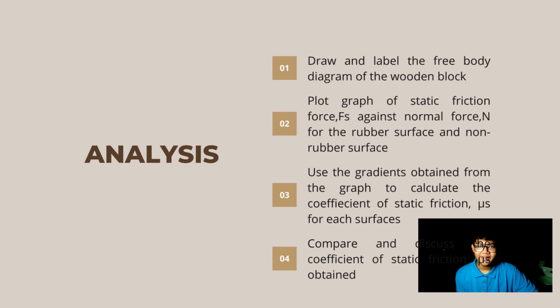So for the analysis part, there are 4 things that we should do. First, draw and label the free body diagram of the wooden block. Second, plot graph of static friction force against normal force for the rubber surface and non-rubber surface. Third, use the gradients obtained from the graph to calculate the coefficient of static friction for each surface. And fourth is compare and discuss the coefficient of static friction obtained.